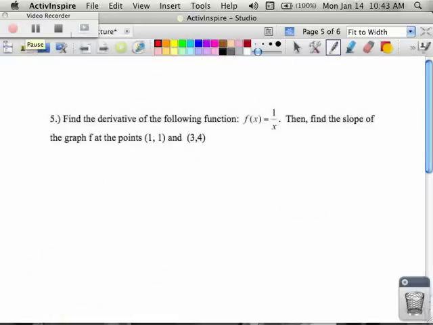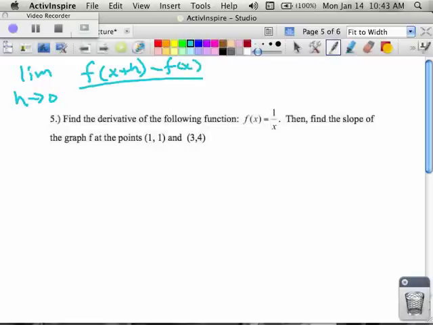Using the definition of the derivative, I want the limit as h is going to 0 of f of x plus h minus f of x all over h. Notice how it doesn't change for anything. That's my derivative that I'm looking for, which is the same as slope. Thank you. Good job.